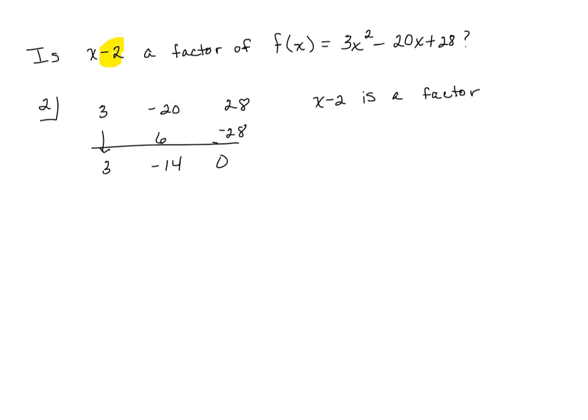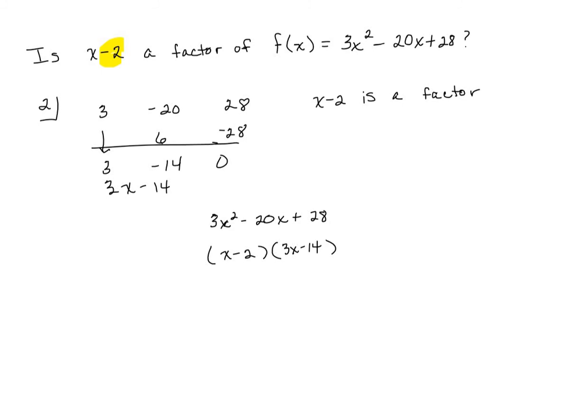Okay, I want to look at this idea about x minus 2 being a factor. I'm starting off with this equation, 3x squared minus 20x plus 28. And I want to see, can I factor this and have one of these factors being x minus 2? Does that factor evenly? Well, what I found up here is that this is 3x minus 14. So this 3x minus 14 is a factor.